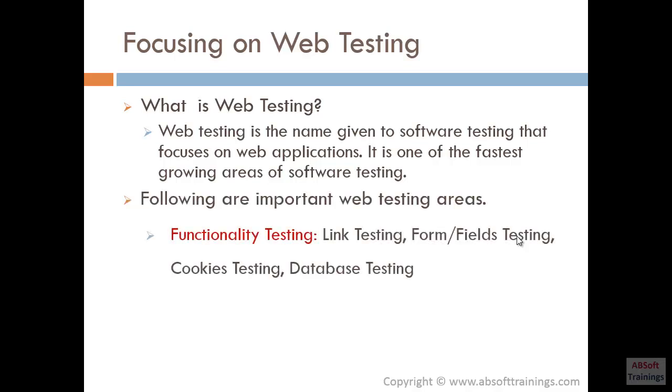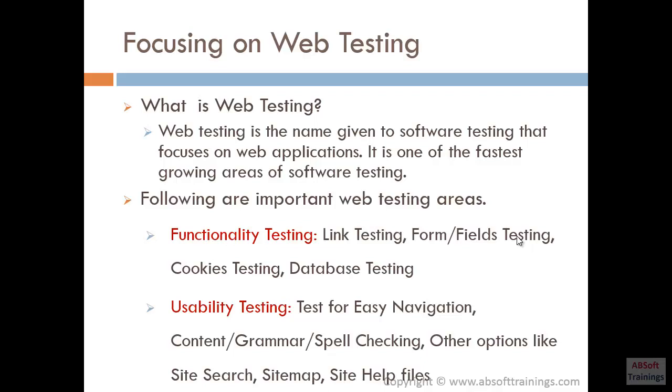The first one is functionality testing. So this is very important. You have the web application, you are going to test the whole functionality. You are going to test different features. So this is how my web application is going to work. These are the features, these are user stories. You need to test all those. Then you need to test different links available, different forms and fields available. You need to do cookies testing, database testing. This is the whole functionality of the website.